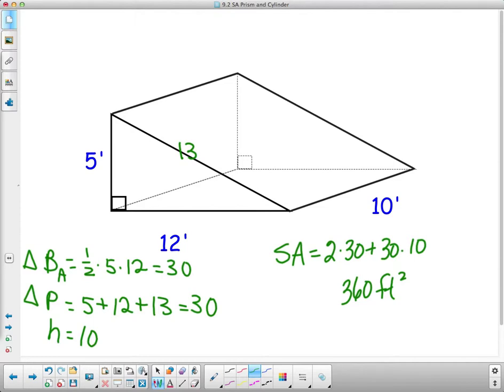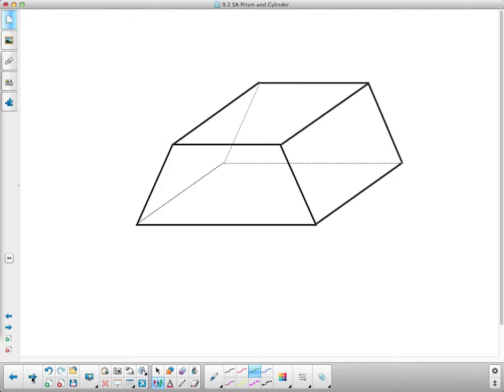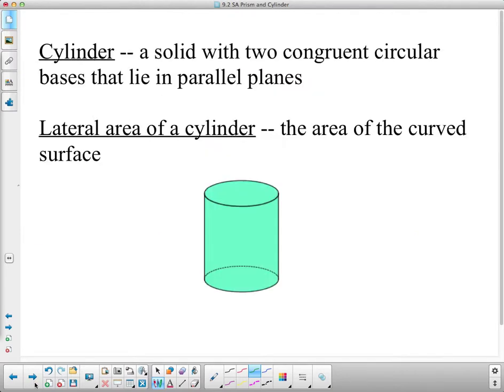Okay, the other shape for today was the cylinder. So I'm going to go ahead to the cylinder and do a couple examples of its surface area. A cylinder. A cylinder is a solid with 2 congruent circular bases that lie in parallel planes.